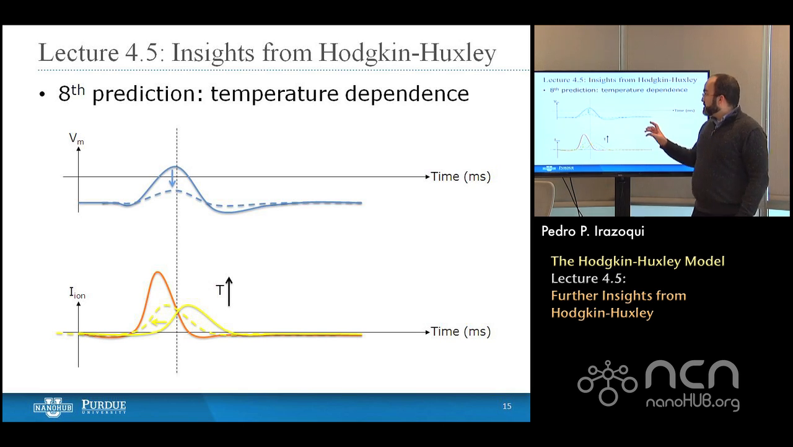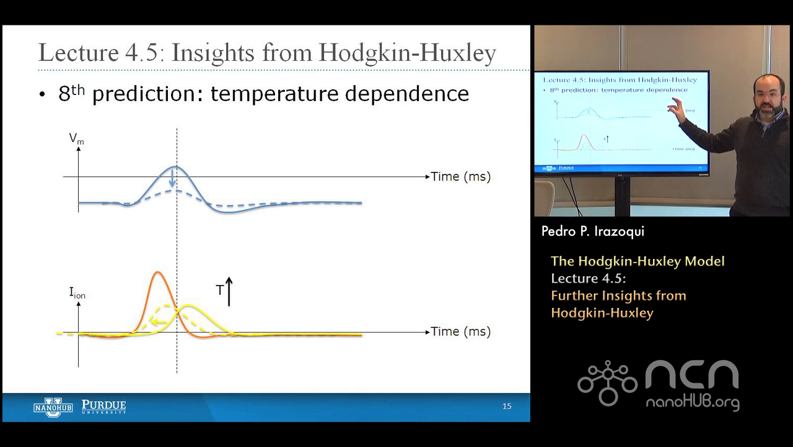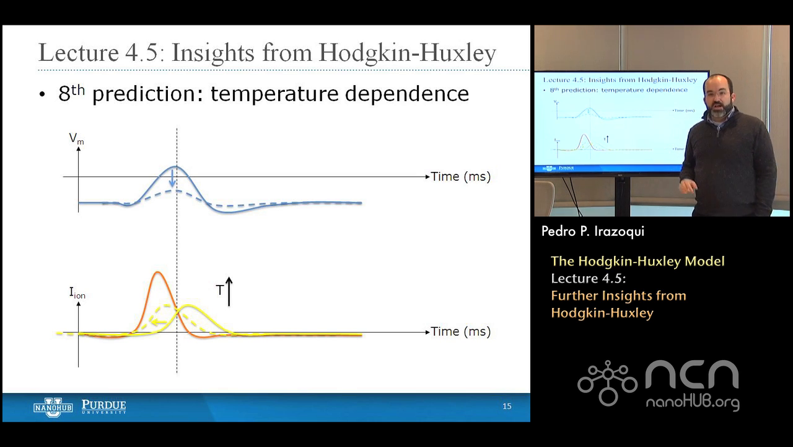And that's not just a prediction about the temperature dependence, but then it's a prediction about the anatomy and the density of ion channels that you would expect to see that was made on the basis of the Hodgkin-Huxley equation and that was borne out by experimental observation. And so that's where I'll leave you with Hodgkin-Huxley, and that's the eighth and final prediction.